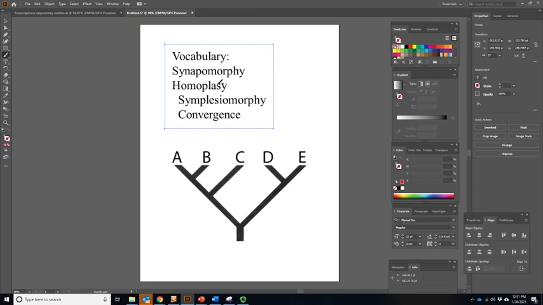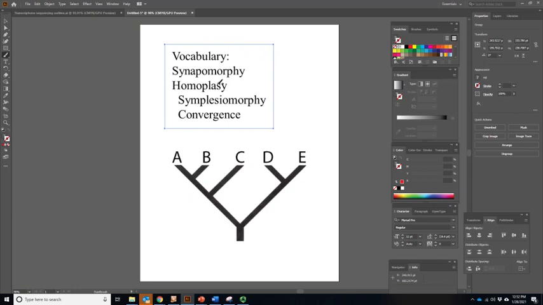Okay, now a symplesiomorphy is an ancestral characteristic that was lost in one or more of the descendants. Now remember I told you that birds were originally classified as reptiles because of symplesiomorphies. So the ancestral reptile was cold-blooded, walked around on 4 legs. It had scales and it had teeth, and there are a number of other things that we could add to that. The bird lineage lost many of those ancestral characteristics. Whereas the alligator lineage, which is closely related to birds, didn't lose those characteristics. They still maintain many of those more ancestral ones.